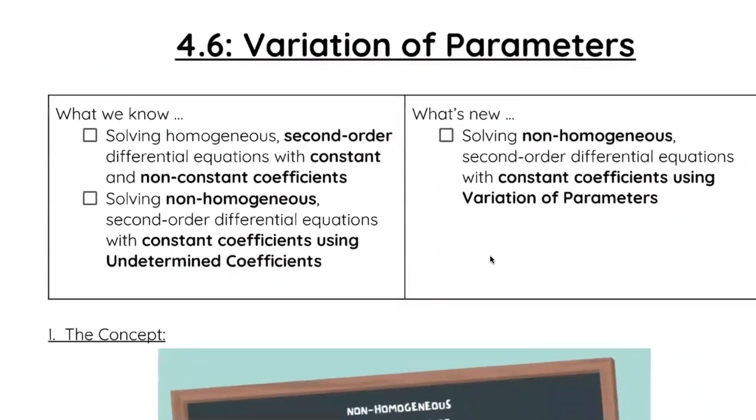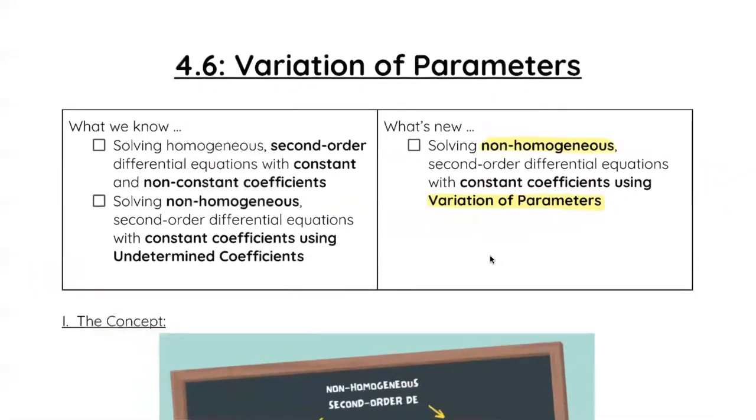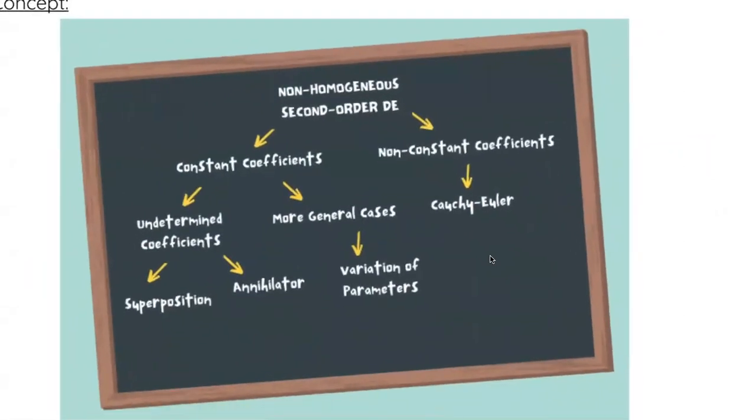What's new in 4.6 is we're going to look at some more non-homogeneous differential equations. However, we're going to use a different method than we learned previously. We're going to take a look at a method called variation of parameters. It's a little bit more formulaic and a little bit more process-based than some of the other methods that we've seen.